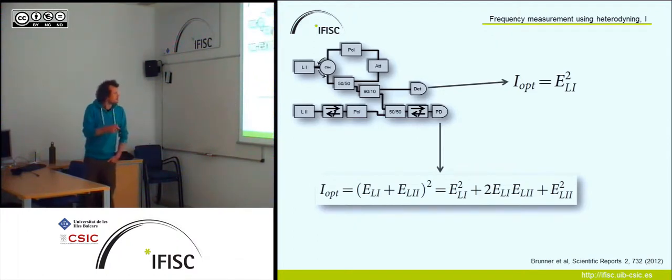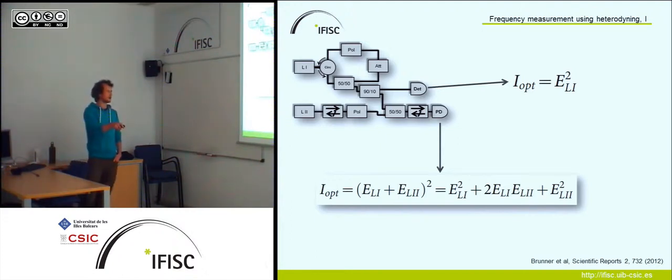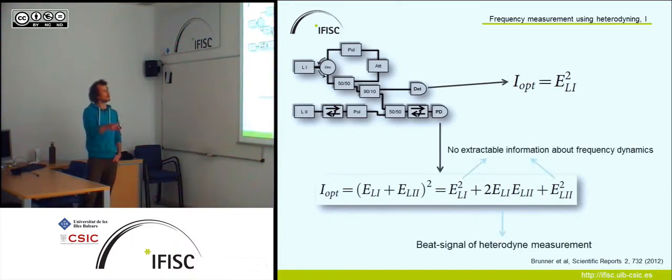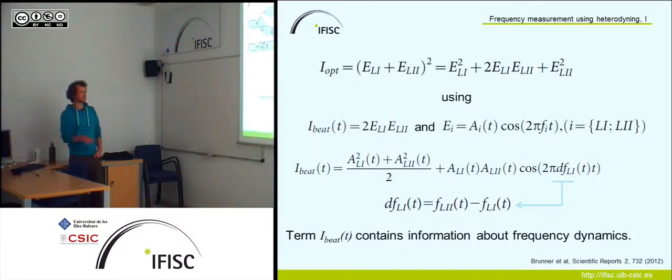Okay, so these are the terms we measure. Here we measure the optical intensity, but here now we measure the heterodyne term between the two lasers, and the optical intensity is the summation of both fields squared. For that you get the two squared field amplitudes and this interference term in the middle, and this is the one which we will be using. There is no extractable information about frequency in these two terms. This one, however, will provide the beat signal of the heterodyne measurement.